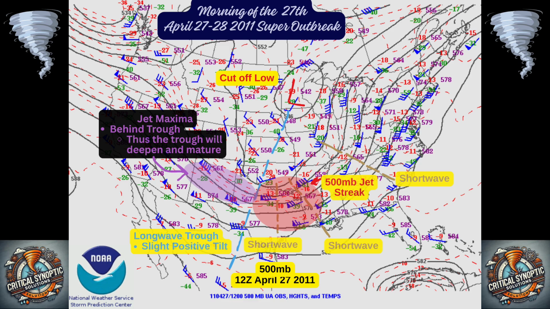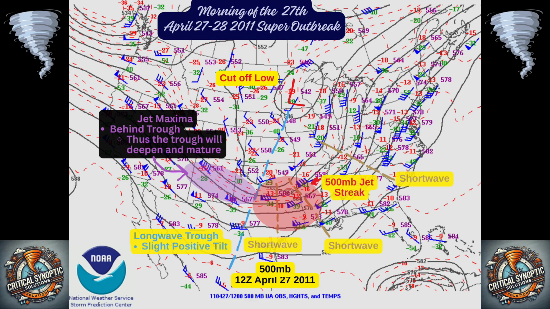Inside that larger trough are several smaller short waves. Remember from earlier, those smaller waves often provide the extra lift that helps storms develop. Also notice the jet streak behind the trough. It's beginning to strengthen the overall weather system and help the trough become more organized.